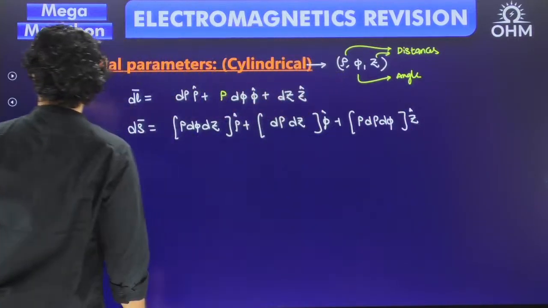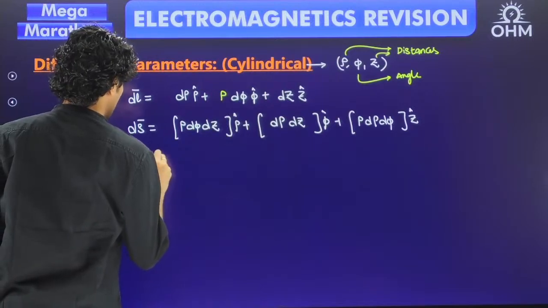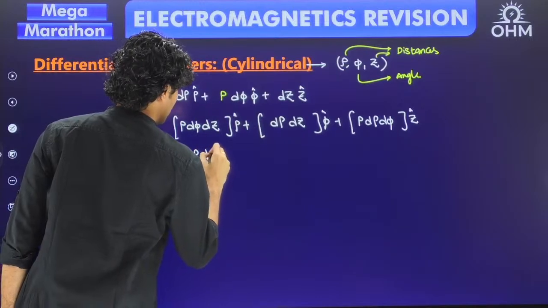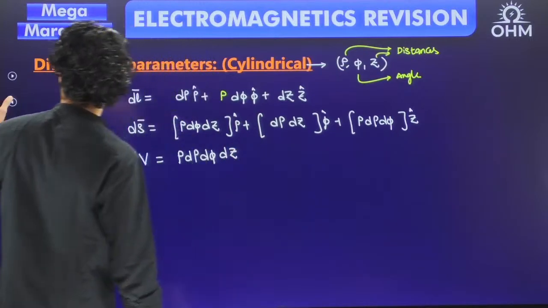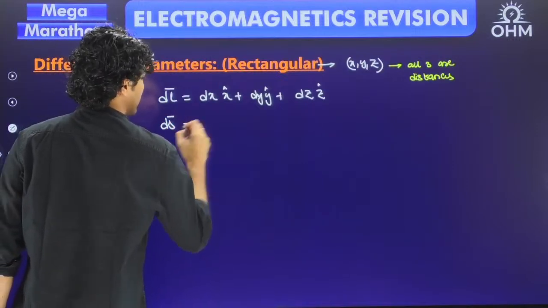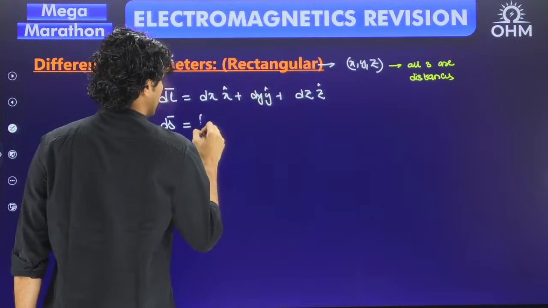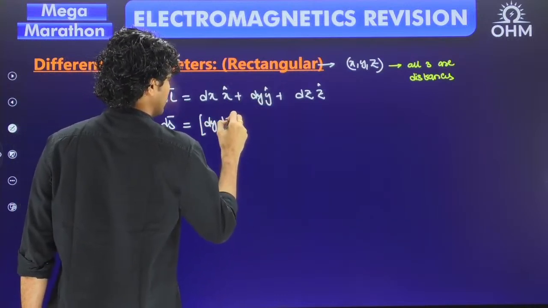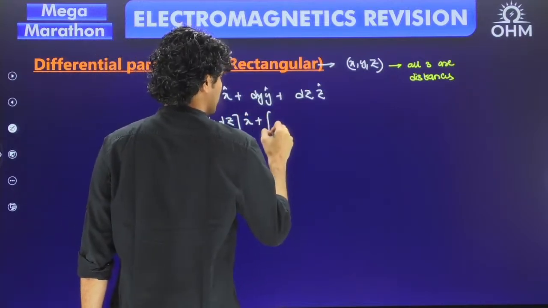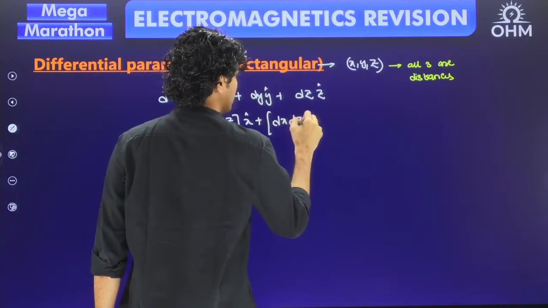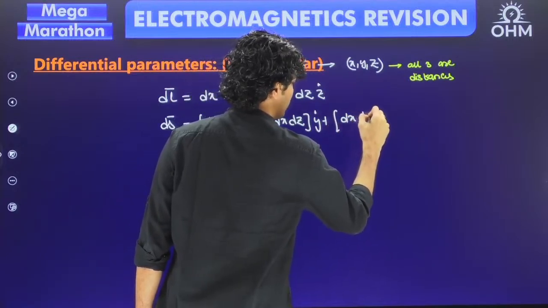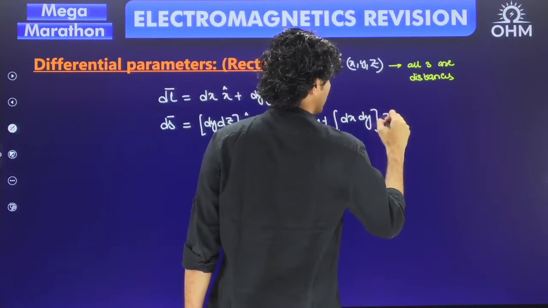And what about the differential volume? Differential volume is equal to multiplying all the three lengths, which is rho d rho d phi dz. And in rectangular coordinate system, what is ds bar? If I want x area, multiply y and z lengths, dy dz x cap, plus if I want y area, multiply x and z lengths, and if I want z area, multiply x and y lengths.